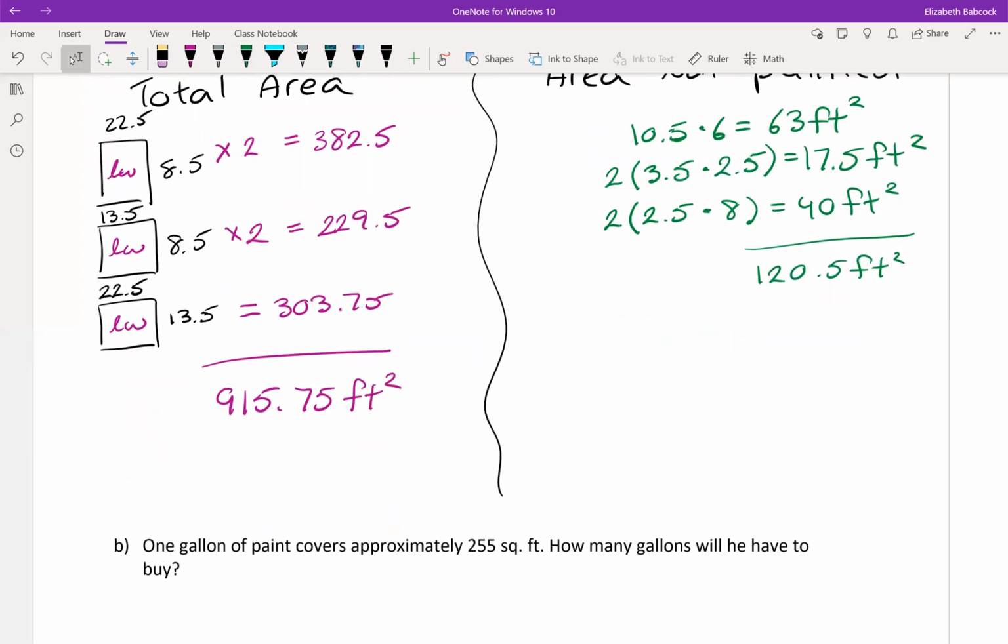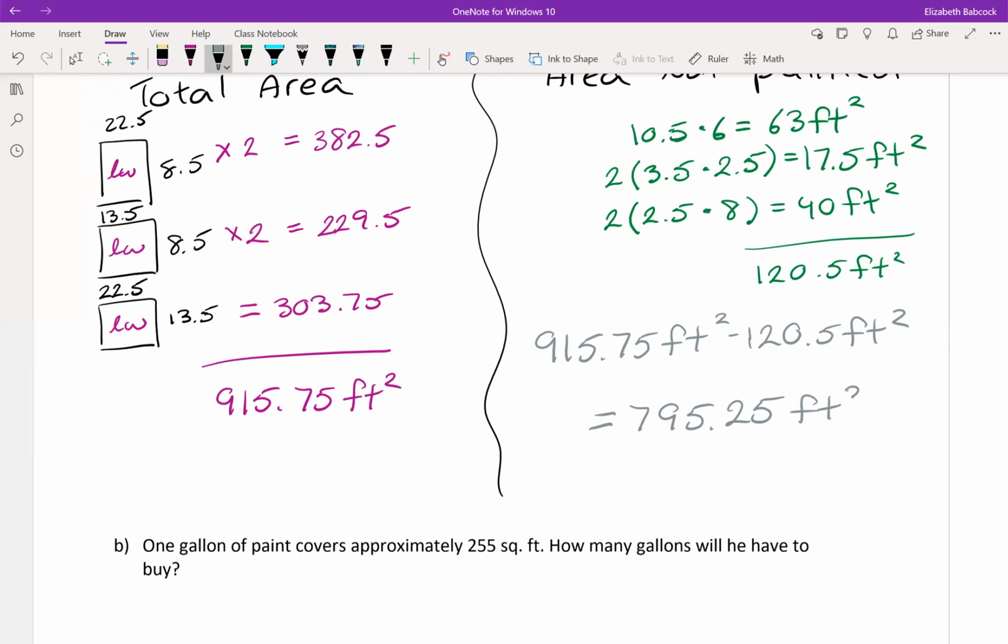So if we have our total wall space, including everything, and our area not being painted, to find the area that's going to be painted, simply subtract or find the difference between the two numbers. So we have 915.75 feet squared minus 120.5 feet squared. So we end up with a total area being painted of 795.25 feet squared. And that would be your final answer.